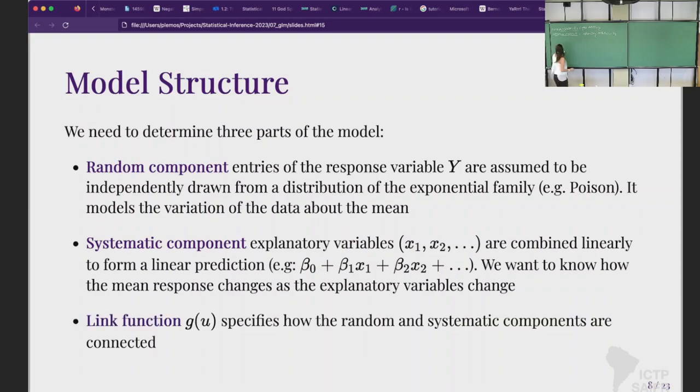And then we have the link function, which, like I said, is going to specify how these two components are related in a linear way, or connection. So let's see how this works.